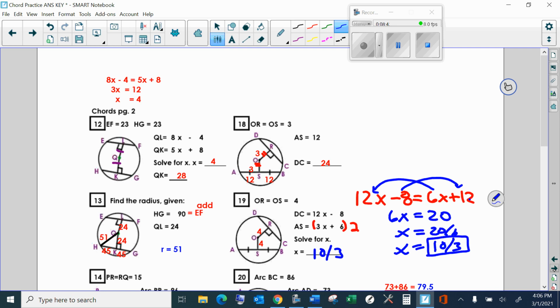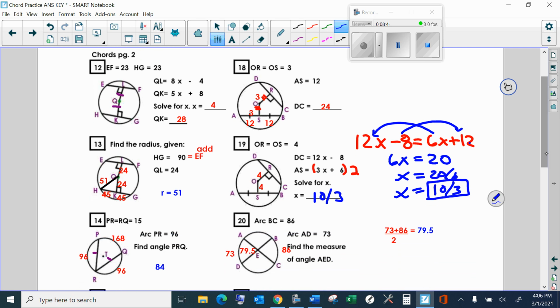Okay, backside now. We have EF is 23, and HG is 23. So those chords are of equal length. They're equidistant from the center. I have that marked.